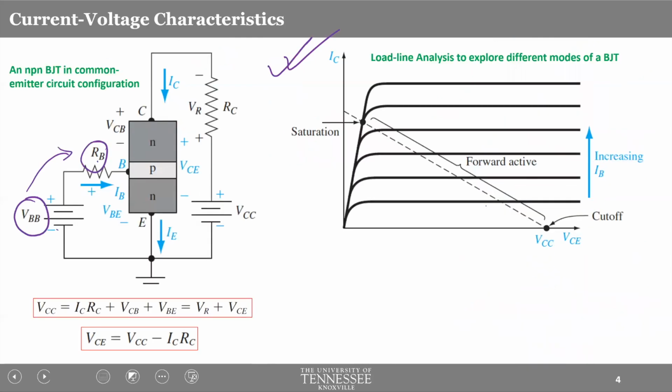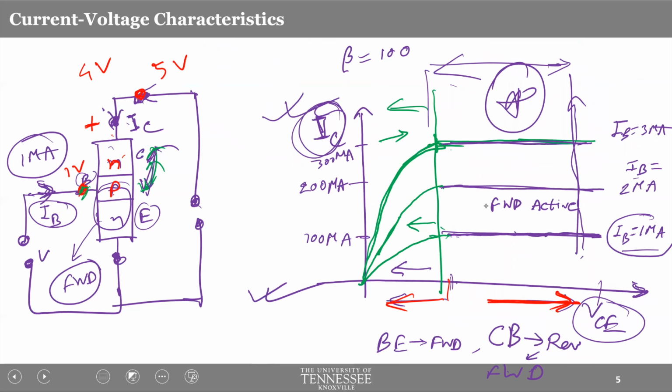Now, here is where the confusion may arise. This region, the green region of these graphs that you see here, is the saturation region in terms of the mode of operation for the BJT. We could say that the BJT is operating in the saturation mode.